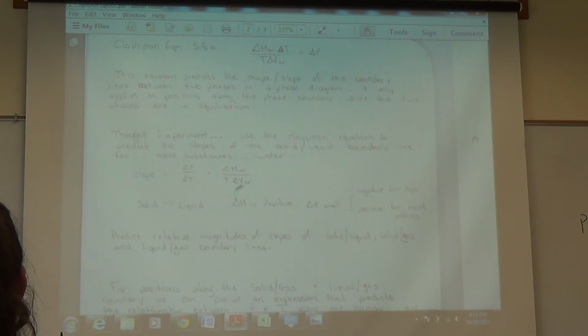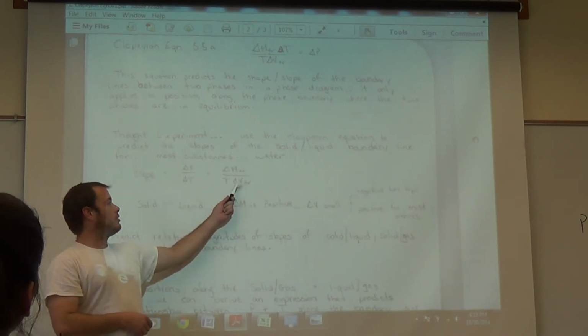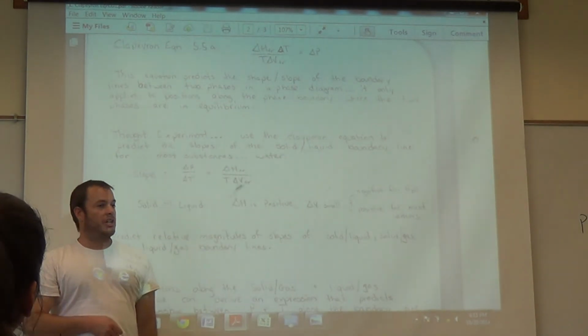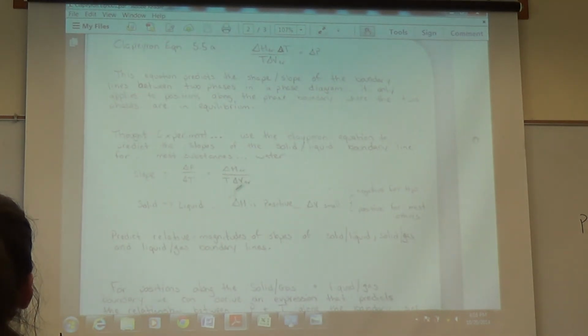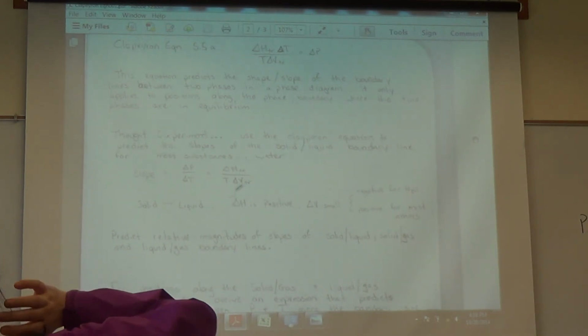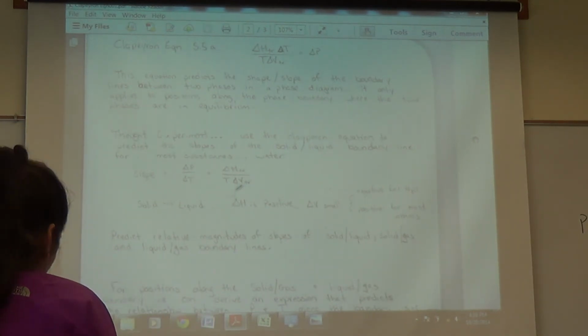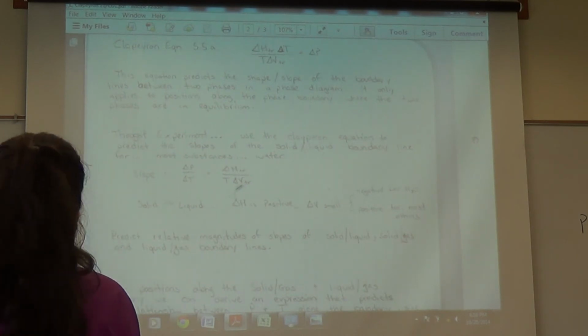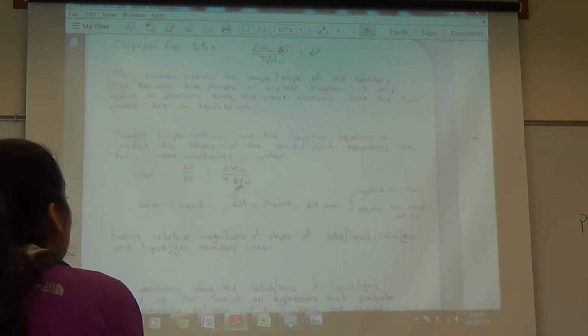So slope is delta H over T delta V. What's delta V going to be? How big is delta V going to be for a solid to liquid transition? Not much, because there's not much difference between the volume of the solid and liquid, right? It's a small change. And so because delta V is so small, the ratio is going to be large. So you end up with a very large slope at the boundary between the solid and liquid, and it's going to be either a positive slope or a negative slope.